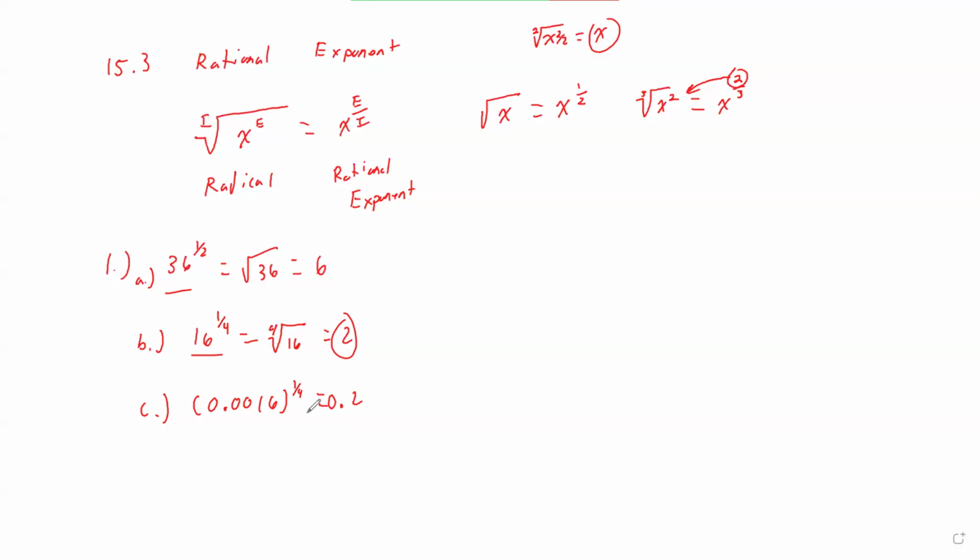Raised to the 1/4 or 1/2? Yeah, this is 1/4. This one here with a radical? Oh, that's fine. I can rewrite this as the 4th root.